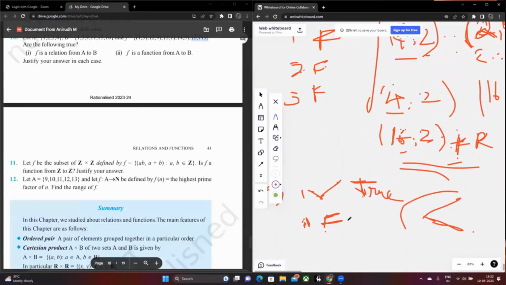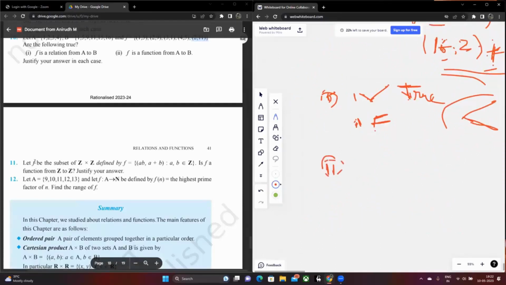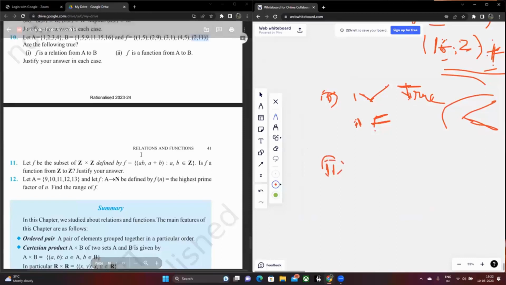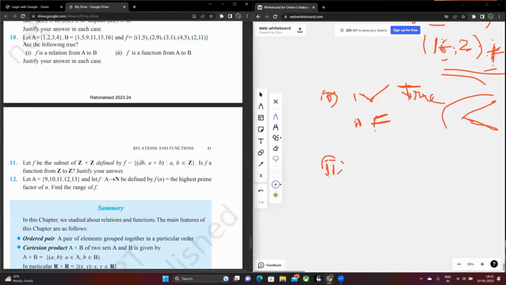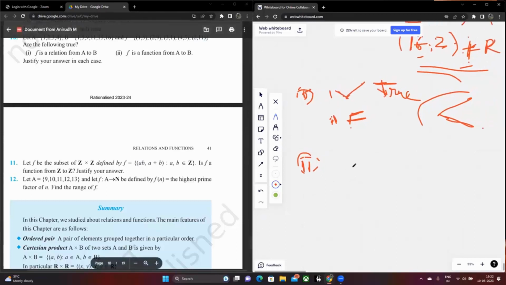Second last question, question number 11. Let F be the subset of Z × Z defined by F equals {(ab, a + b)}, where a and b belong to Z. Is F a function? So you have that the domain is basically all numbers ab. Take any two sets of a and b which give the same product, for example 1 and 6, and 2 and 3. You don't even need to go to the negative numbers. You can also take the negative numbers, but this proves the point.